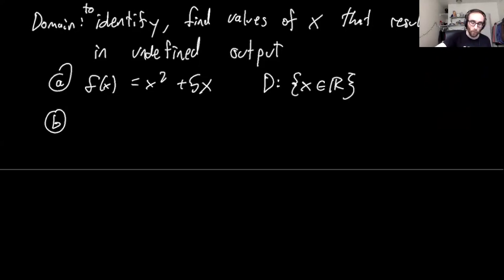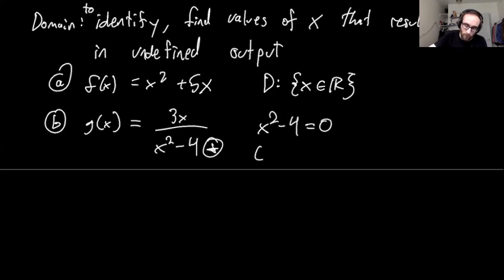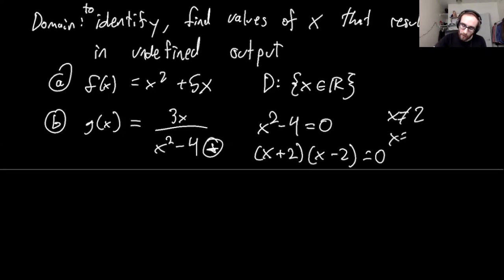An example where the domain would be restricted is g of x equals 3x over x squared minus 4. So in this case, we're looking at dividing by 0. We know if we divide by 0, then we get an undefined value of y. That means we want to look at the denominator of this function, x squared minus 4, and identify which values of x give us 0 for that. So of course, you can solve this a few different ways. It's quadratic. I'm choosing to just factor it and then use the zero product property. So x cannot equal 2 and x cannot equal -2.